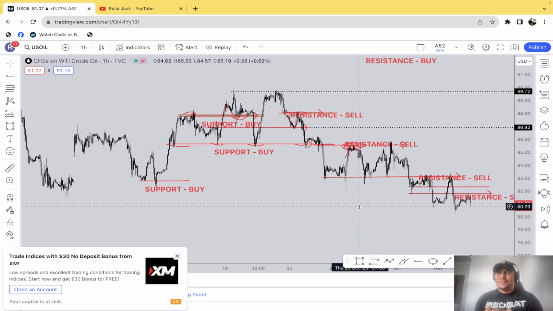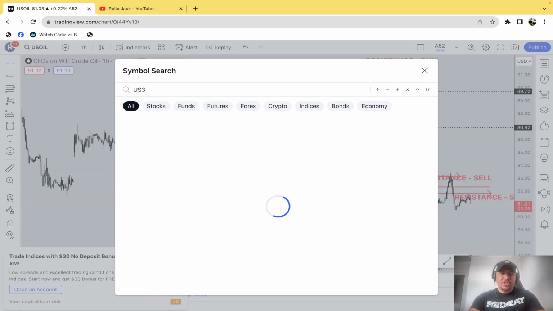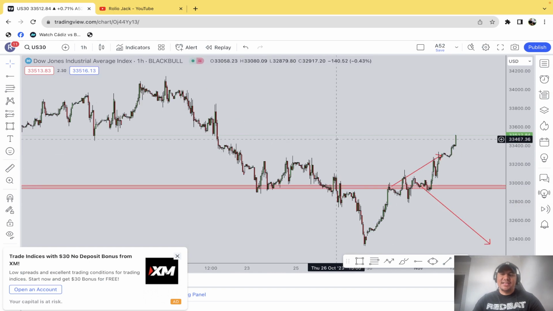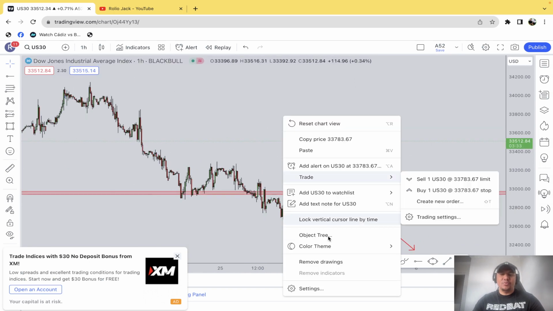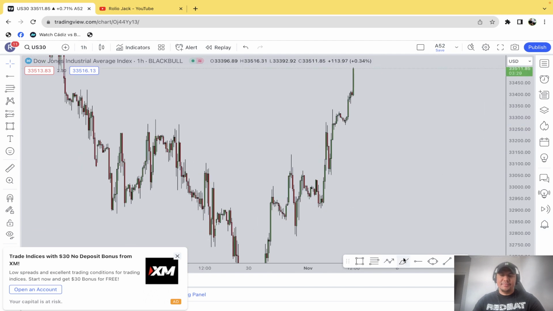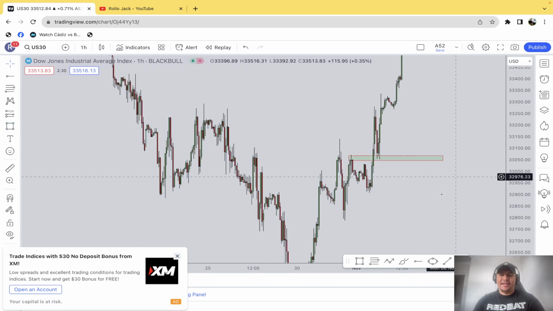Now, take this and apply it in your trading strategy, whether you use it on the US 30, the Dow Jones, the Nasdaq, it doesn't matter where you use it. The market moves like that. The market prints these structures, and you can identify these structures that the market prints.